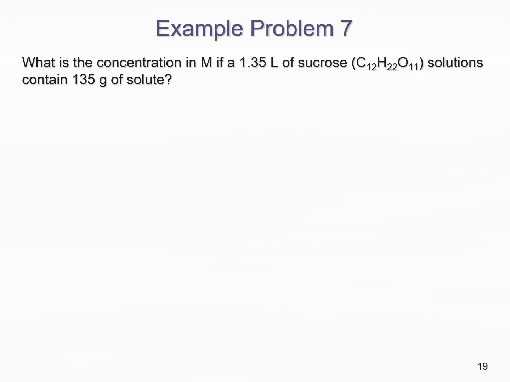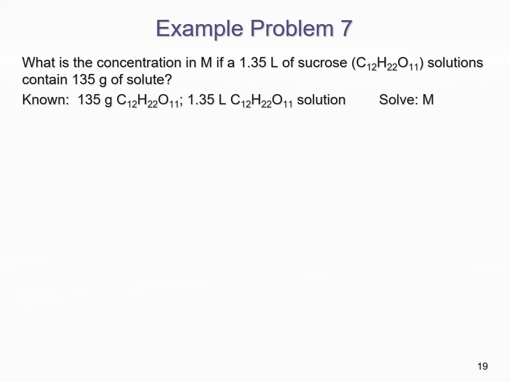All right, let's look at our next example. The question wants us to figure out the concentration, in capital M, if 1.35 liters of a sucrose, table sugar of course, solution contains 135 grams of solute. So let's lay out what we know. We know 135 grams of solute. What's the solute here?